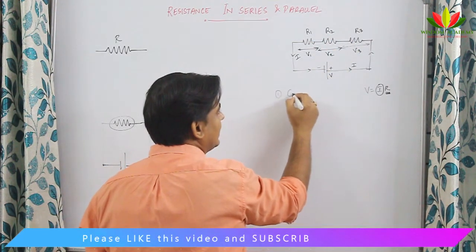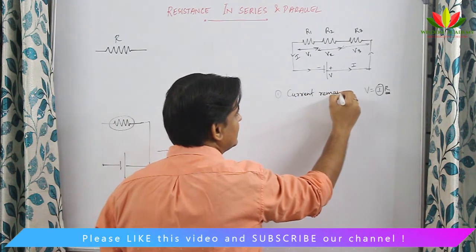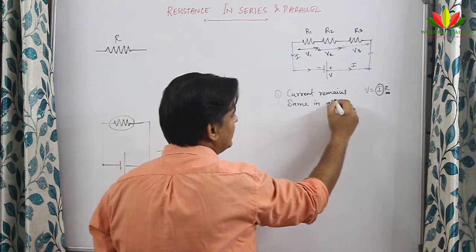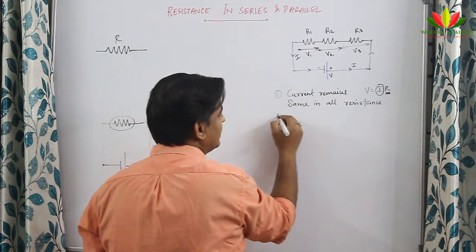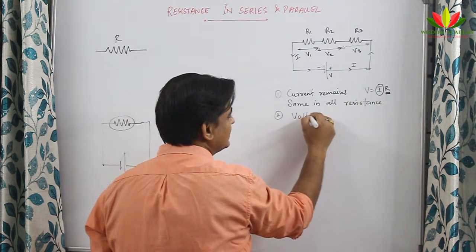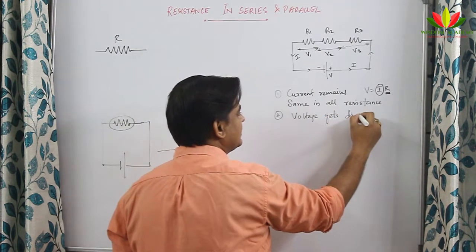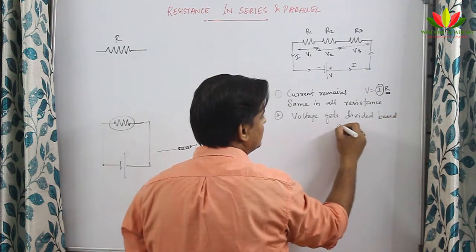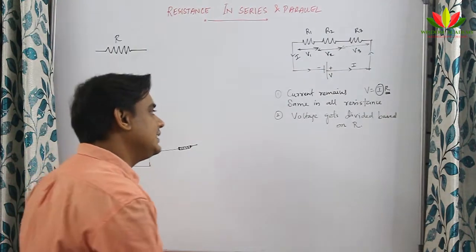So what should you keep in your mind for resistances in series? One thing, current remains the same in all the resistances, and second important point, voltage gets divided based on resistance.